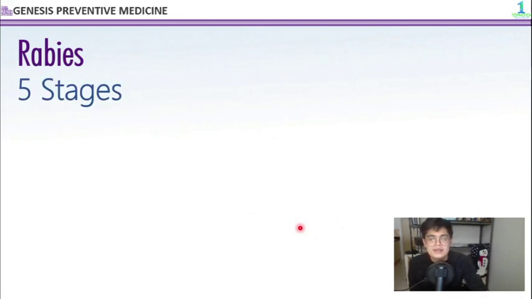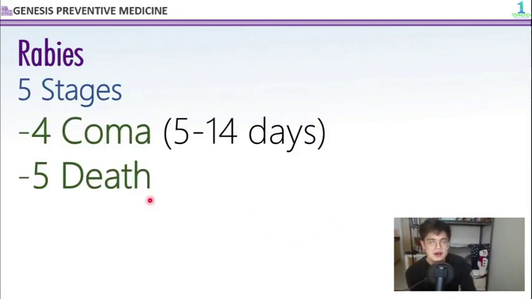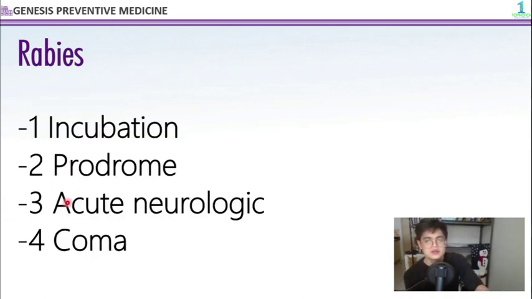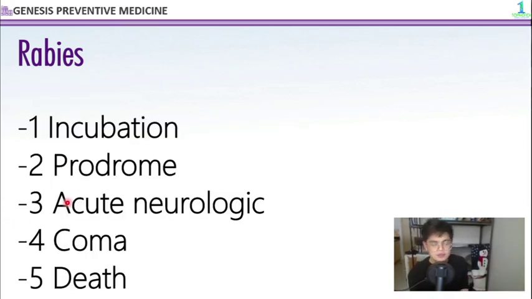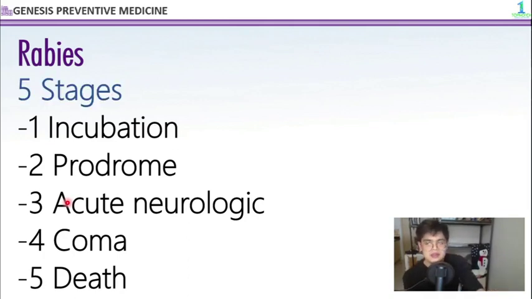Okay, next, for the last two stages, coma for 5 to 14 days because of general spread and the poor prognosis of rabid patients, and eventually death. So yeah, those are the five stages: incubation, prodrome, acute neurologic, coma, and death.